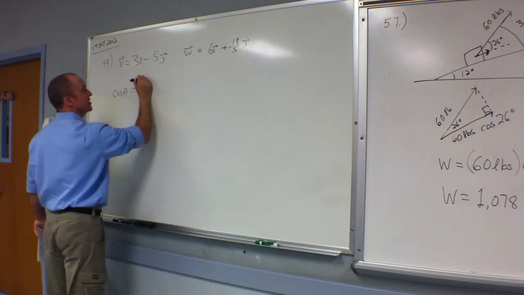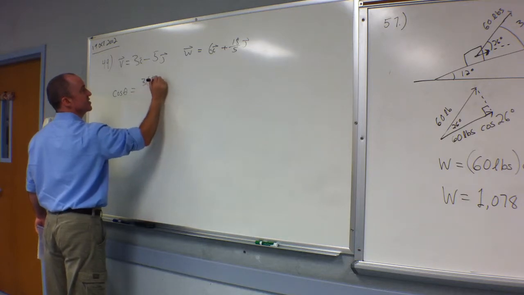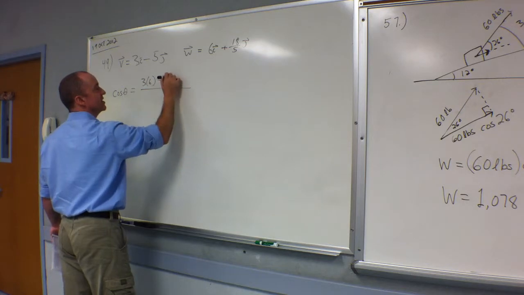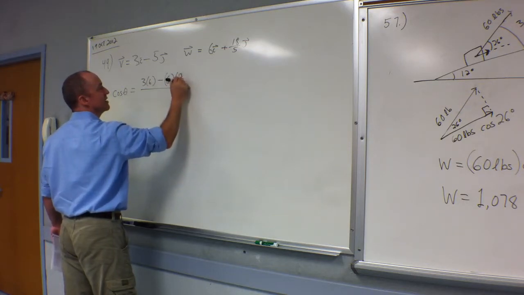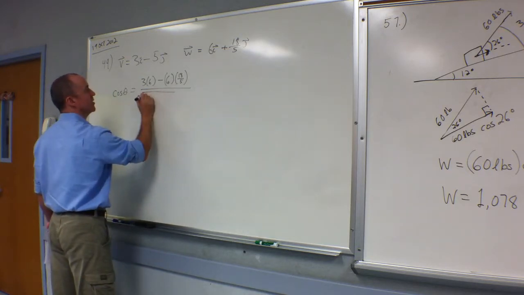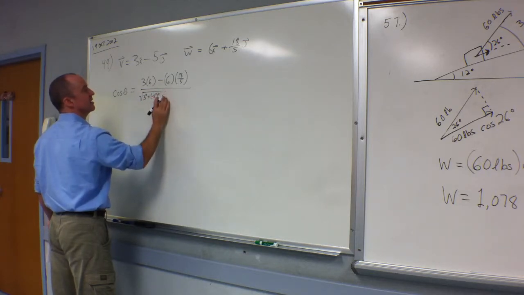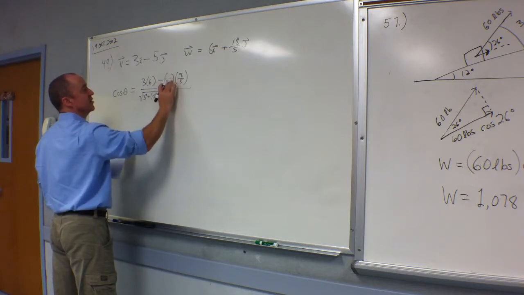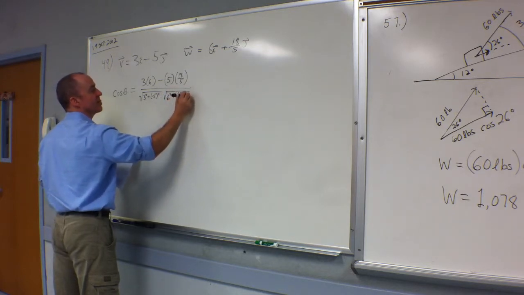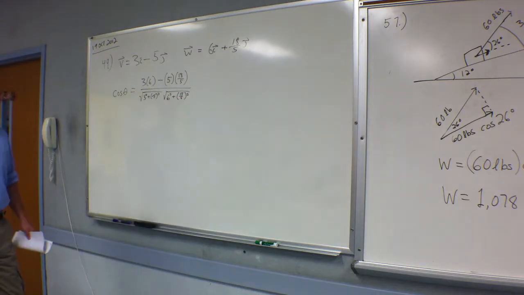Cosine theta is 3 times 6. Here's my dot product on the top: minus 6 times 18 over 5, over the square root of 3 squared plus minus 5 times 18 over 5. Excellent. Double check me on those details. And 6 squared plus 18 over 5 squared. But the top cancels out.